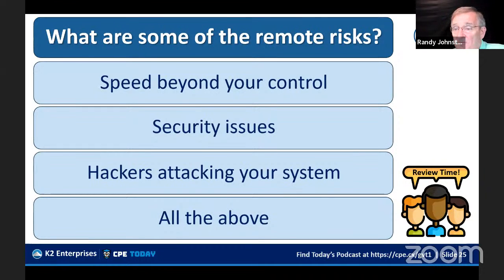So, looks like it is time for a review question. What are some of the remote risks that are out there? Speed beyond your control, security issues, hackers attacking your system, or all of the above. I think your question says, what should we expect from a good remote access implementation? Speed, like what's available in the office, monitor and printer support for all locations, anywhere, anytime, any device access, or all of the above. And hopefully you've had a chance to answer that. But I believe that in this particular case, one of the remote risks are speed that's beyond your control.